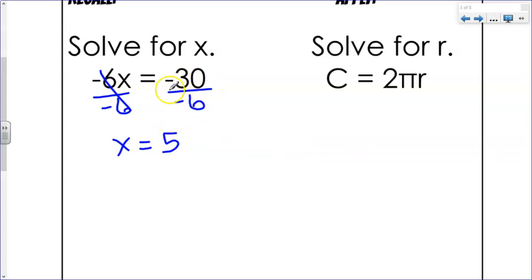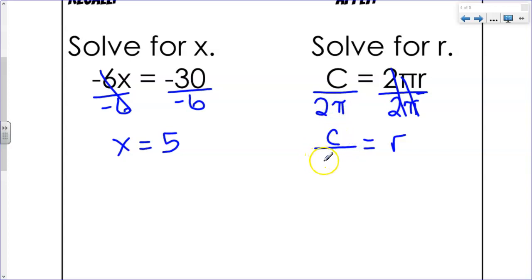So if we apply the same practice over here, we're trying to get r by itself. Remember this is the pi r, 2 times pi times r. So we need to get rid of that 2 and the pi. The 2 cancels, the pi cancels, and on this side it leaves me r. Whatever I do to one side, I have to make sure I am doing to both sides. So my final answer is C divided by 2 pi. Okay, I think we're getting it.